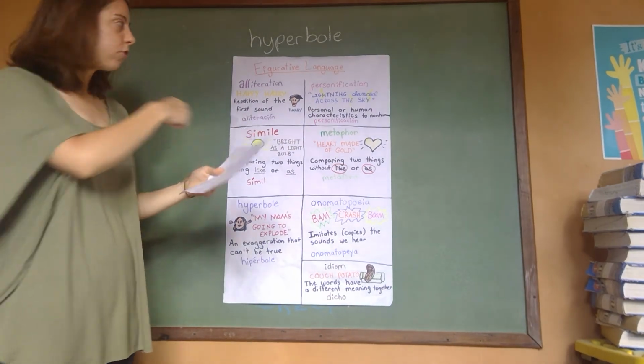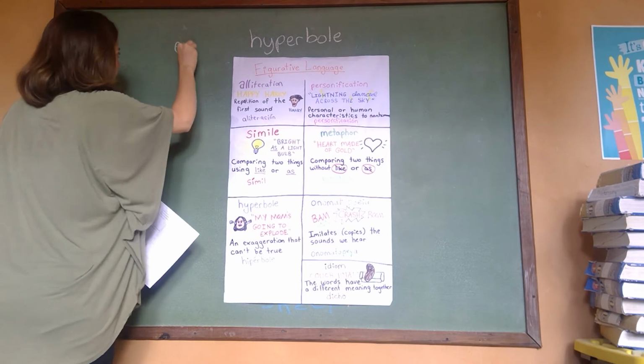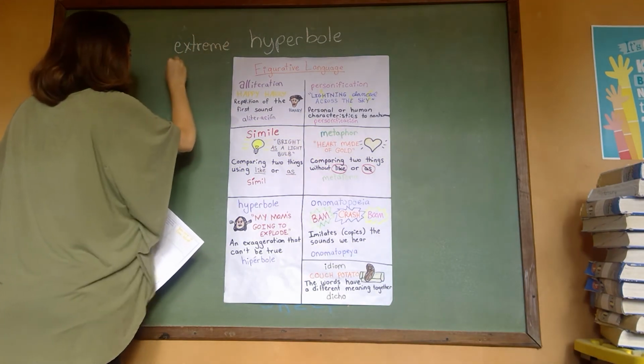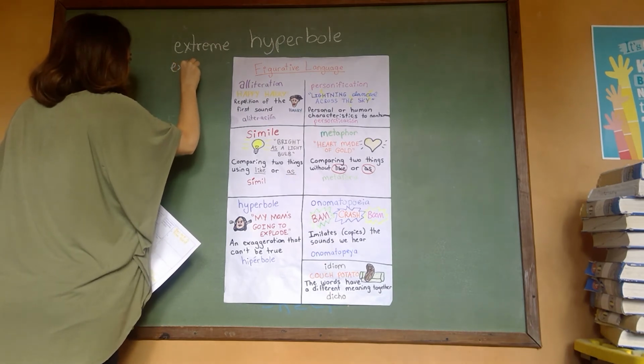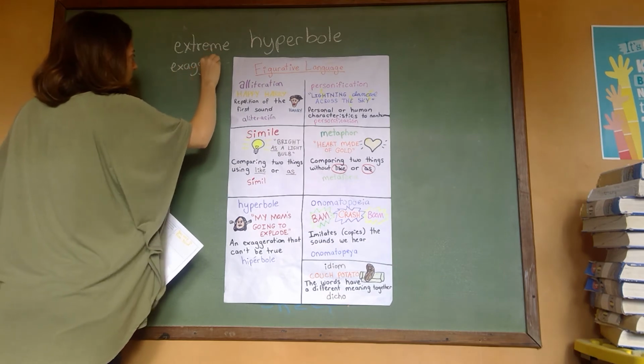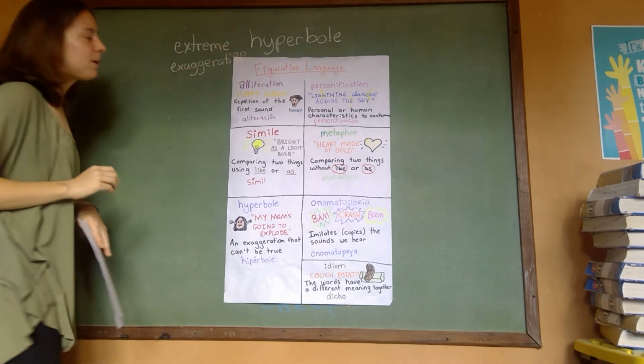So let's look at our page. Make sure you put in hyperbole in the first box. It is an extreme exaggeration. E-X-A-G-G-E-R-A and then an extreme exaggeration.